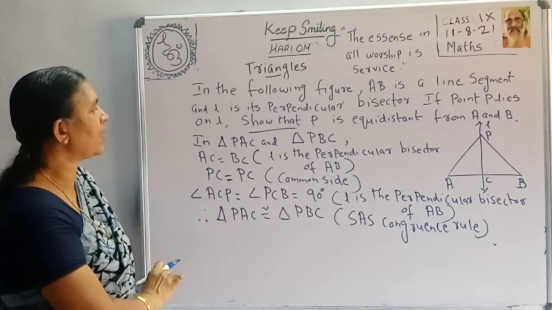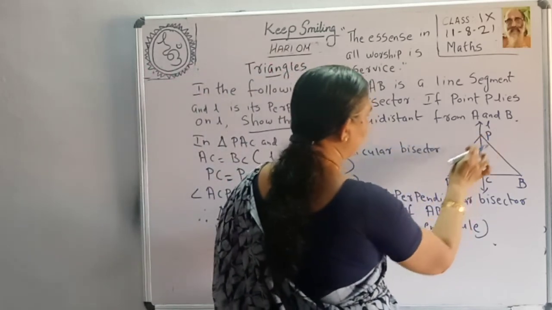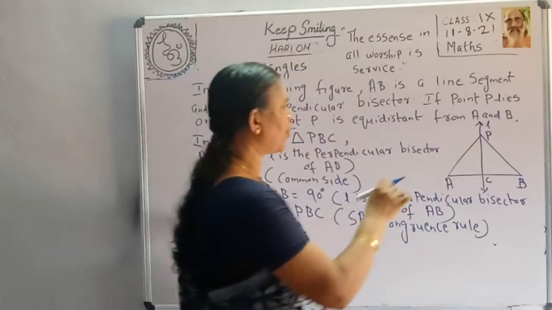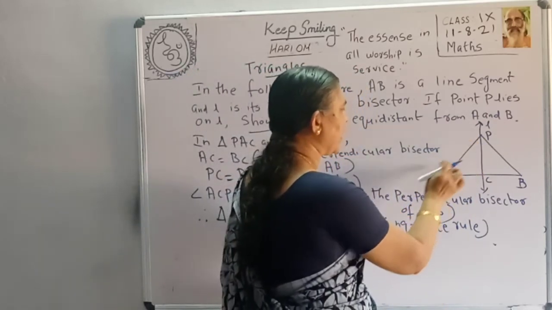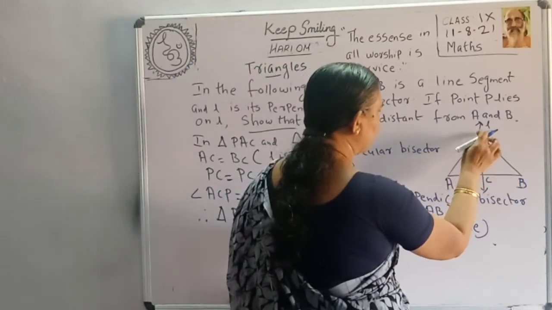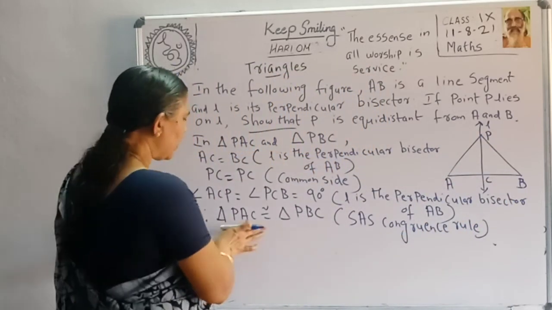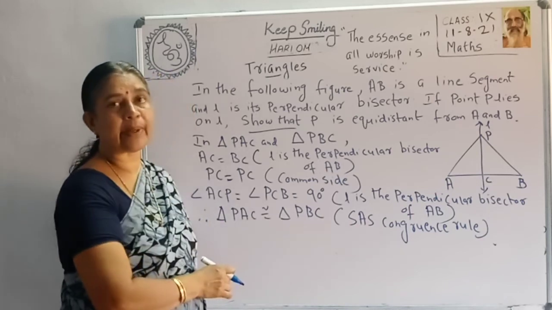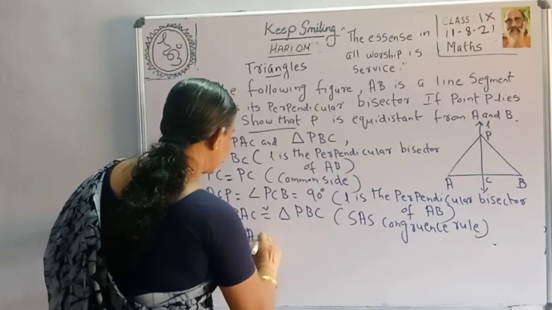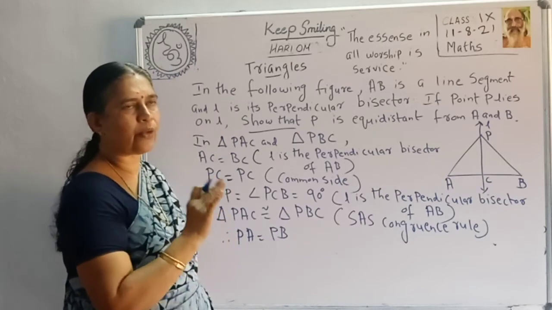Then what is the question? Show that P is equidistant from A and B. What do you have to prove? You have to prove that PA is equal to PB. That is, P is equidistant from A and B means the distance from P to A and the distance from P to B are both the same. Here, if the triangles are congruent, then the corresponding parts of the congruent triangles are equal. Therefore, we can say PA is equal to PB. What is the reason? Corresponding parts of congruent triangles are congruent.